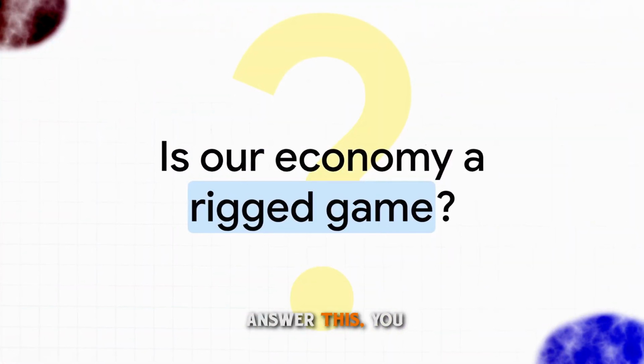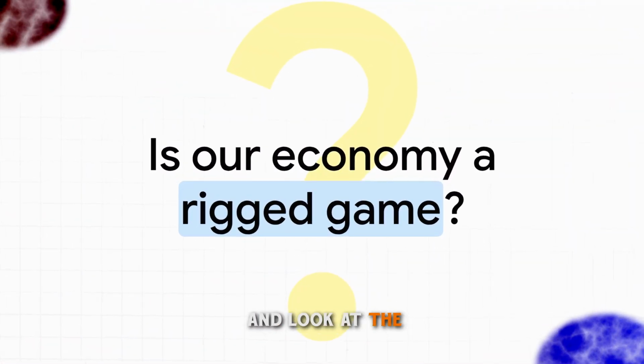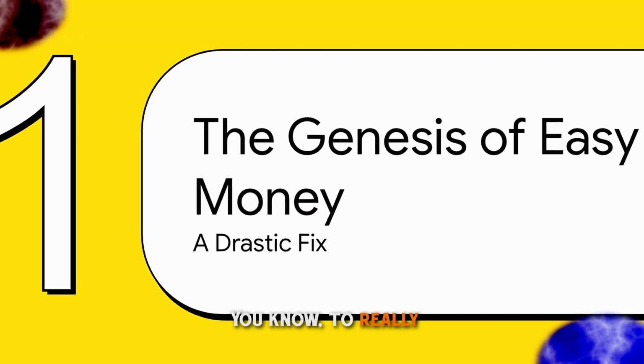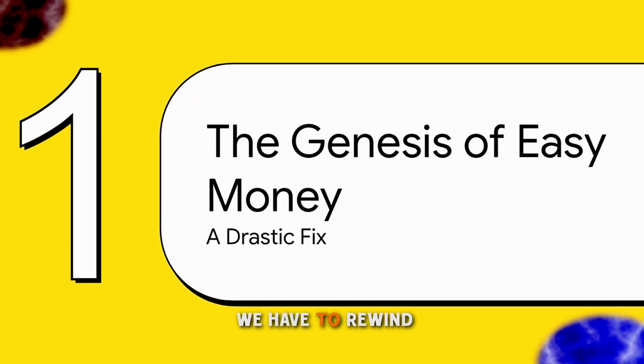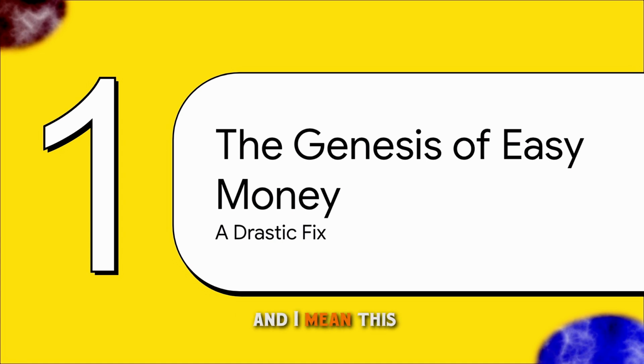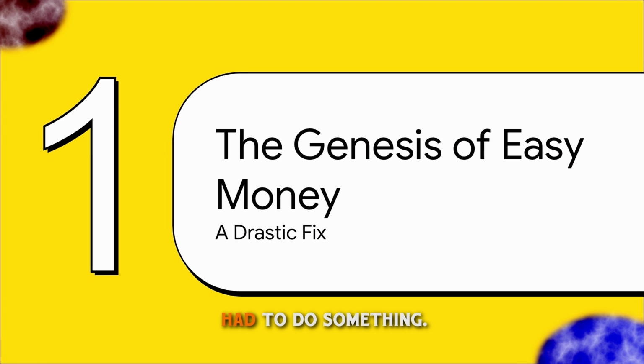If you want to answer this, you have to go back and look at the choices that were made right after the last huge financial crisis. To really get how we got to where we are today, we have to rewind the clock to 2008. The entire global financial system was, and I mean this literally, on the brink of a total meltdown. And the Federal Reserve decided it had to do something.